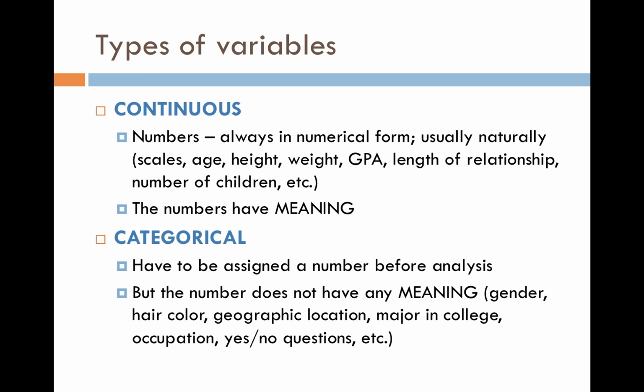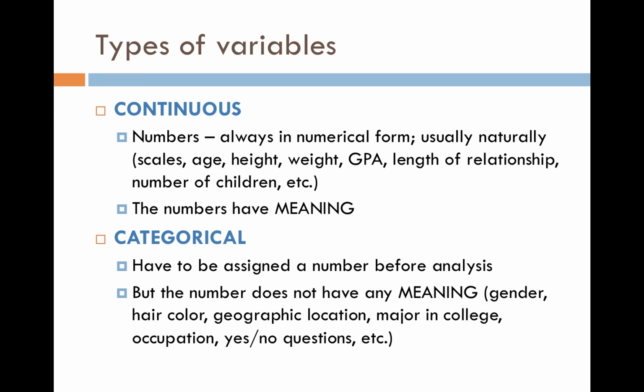Somebody circles 2, that's the number you put in Excel. So that comes to you in a numerical form. Age comes to you in a number, height, weight, GPA, length of relationship, number of children. You wouldn't want to make these into categories because they are naturally continuous variables, and you can do more with continuous variables versus categorical. And the numbers have meaning. So if somebody circles a 2 on a Likert scale and it's rated from 1 to 5 on likability, 2 meaning not likable, then that has a meaning.